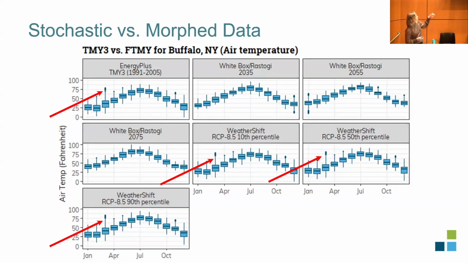What you'll see is for the TMY data set and the morphing, if you look at March, you've got that warm spell that appears exactly in the same place in all of those files. So you just took the file and shifted it. Whereas in the statistical ones, you do get some of these extreme examples, but it's not in the same place.